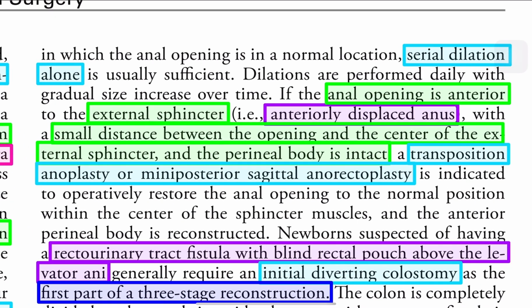Then you call it anteriorly placed anus when the anal opening is anterior to the external sphincter. Remember, the anal opening is anterior to the external sphincter, with a small distance between the opening and the center of the external sphincter, and the perineal body is intact. So in this case, transposition anoplasty or mini posterior sagittal anorectoplasty has to be done. Transposition anoplasty, transposition because you have to bring it down to the normal position, and mini posterior sagittal anorectoplasty.